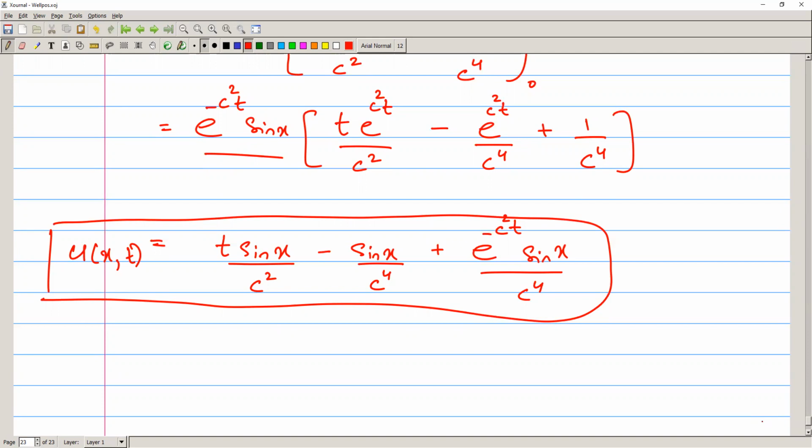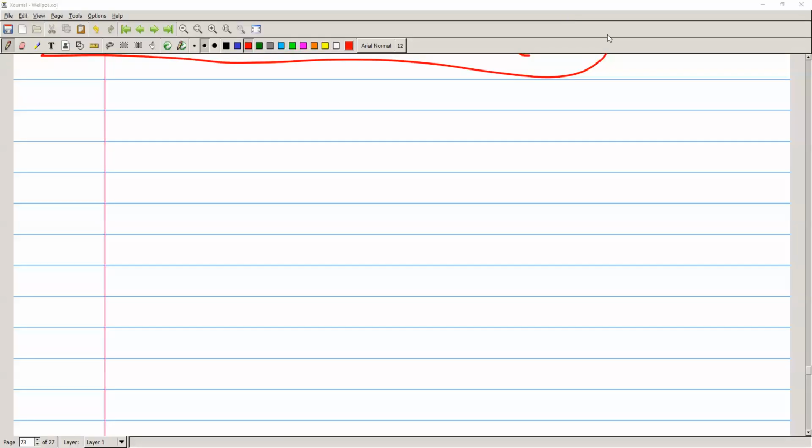using the Duhamel's principle. Now we'll take one more example in which we can see that we will use Duhamel's principle, but with the new approach, right? We can see here now in the next example. So here is example number 2.